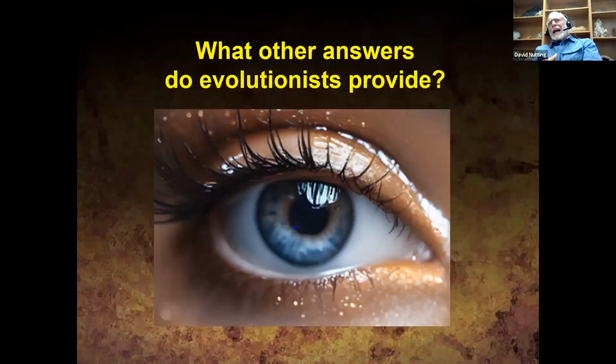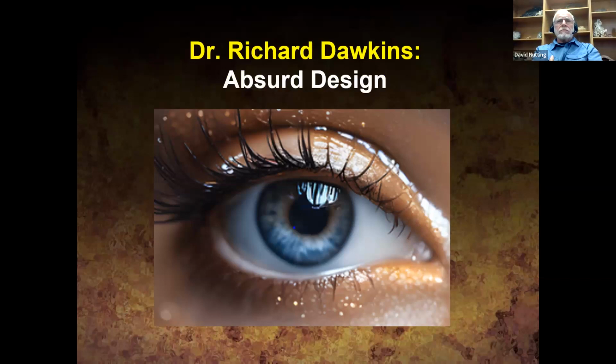Okay? So, what other answers do evolutionists provide for the eye? Richard Dawkins, an atheist, said, that's not good design. It's absurd design. In fact, he said there's massive material right in the line of vision. Move it over to the side, you'd be able to see better. Problems with that? If Richard Dawkins walks outside on a nice, bright, sunny day with the eye design like he says it should be, he'd be blind in about 2 hours. So God knows what he's doing.